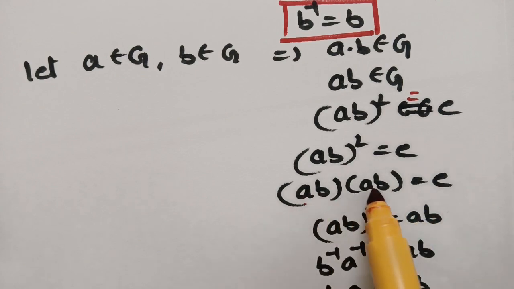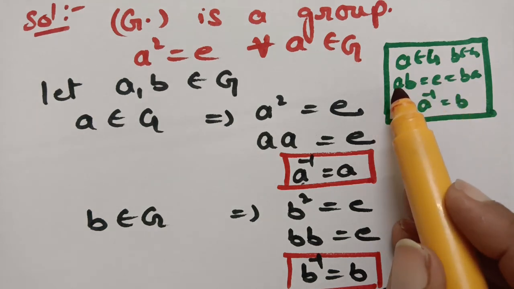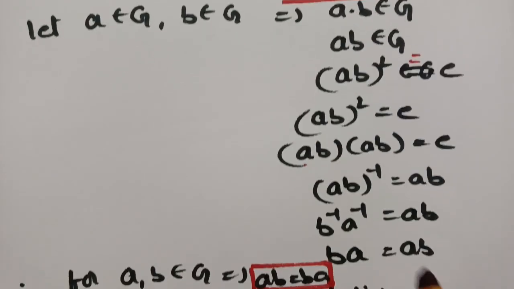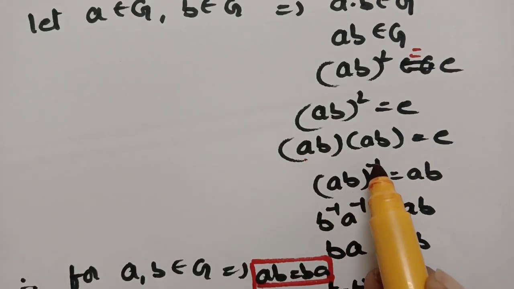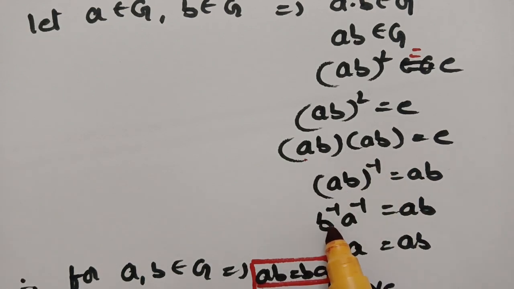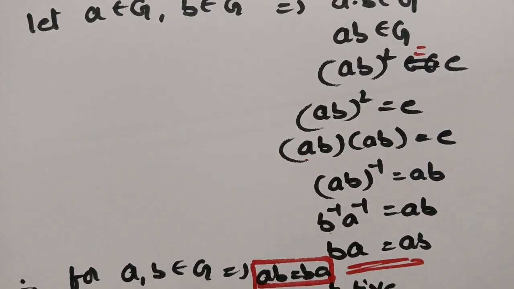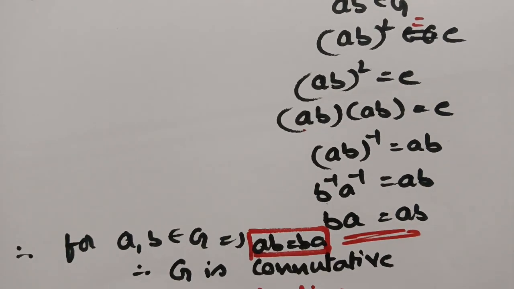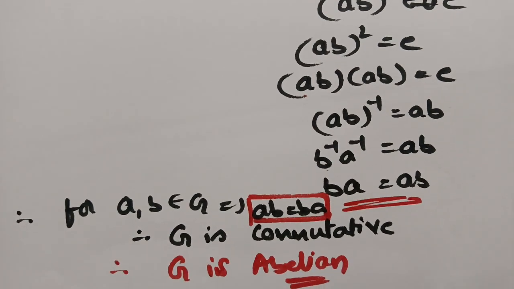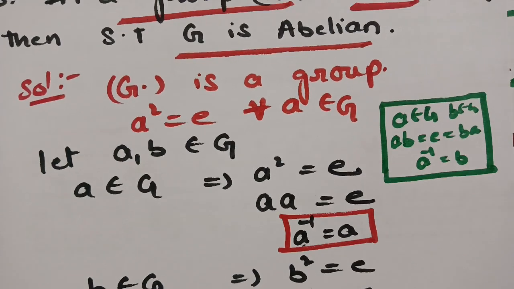So here, if A into B is equal to E, the A inverse value is equal to B. And therefore, the inverse of AB is the second term, B inverse into A inverse, which is equal to AB. B inverse value is B and A inverse value is equal to A, so AB is equal to BA. And this is nothing but the commutative law. G is already a group and G is commutative, and therefore we say that G is abelian. So G is an abelian group.